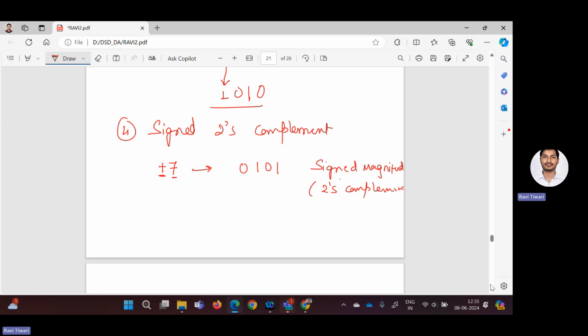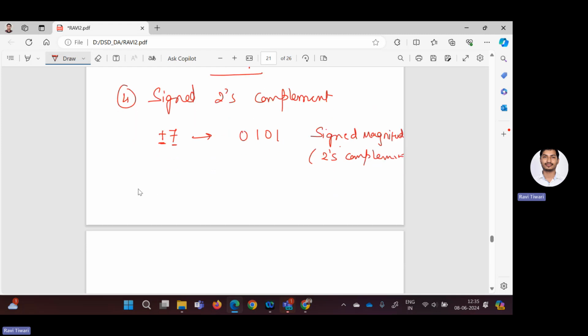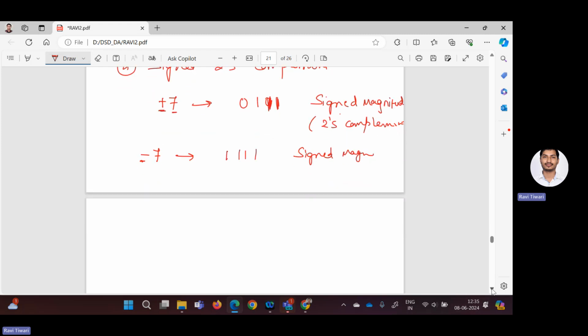But if it is a negative number, that means if we are taking -7, then you first represent it in sign magnitude form. As the number is negative, it is 1, then the magnitude of 7 is 1, 1, 1. Now we have to take a 2's complement as the number is negative. This is the sign magnitude representation. Now we have to represent it in the 2's complement form.